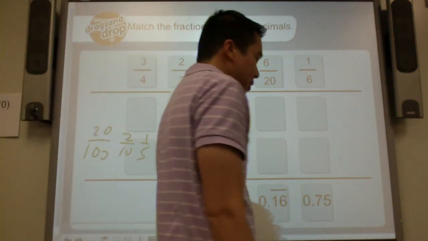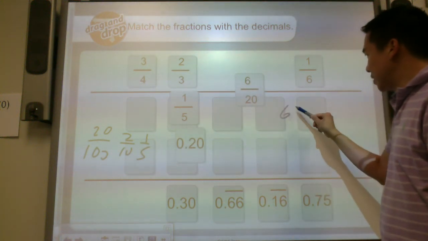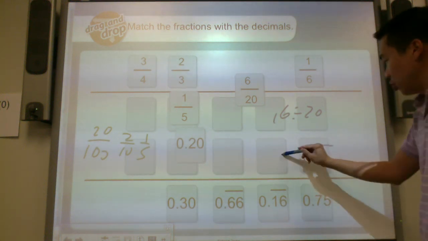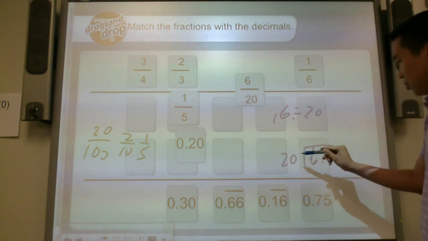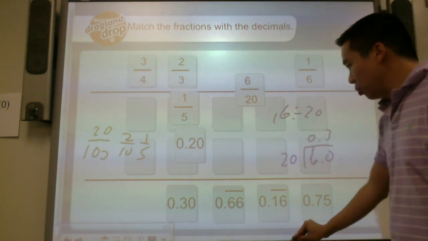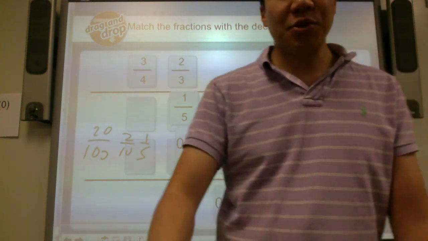Another way you could do it, to turn a fraction into a decimal, is to divide. 6 divided by 20, or 6 divided into 20 parts. So can 20 go into 6? 0 times. Can 20 go into 60? 3 times. So 30 hundredths and 6/20 are the same answer. This is decimals and fractions.